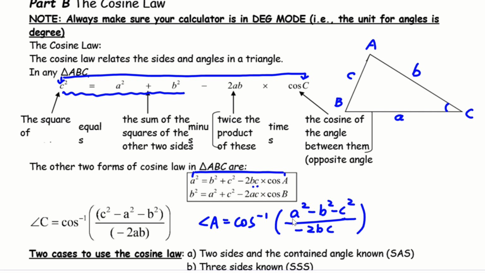For angle B, do the same thing: b squared minus a squared minus c squared, and divide by negative 2ac. The two cases where you can use the cosine law are side angle side. So we have this side given, and this angle given, then you could use the cosine law. Or you have three sides given, then we use the cosine law. We don't have the angle across from a given side, then we use the cosine law.